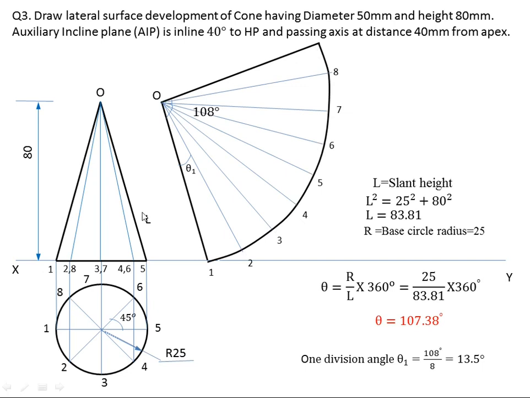Now next, we have to find the auxiliary inclined plane, which is at 40 degrees to HP and passing at a distance of 40 mm from the apex. So mark the distance 40 mm from the apex, and draw a line inclined 40 degrees to HP. So this is the auxiliary inclined plane. Now this auxiliary inclined plane cuts the generators 1, 2, 3, 4.